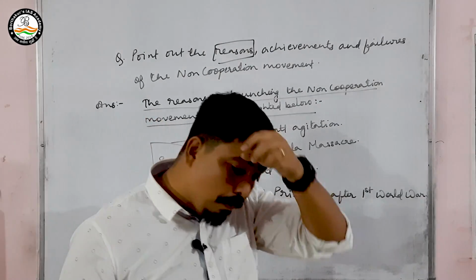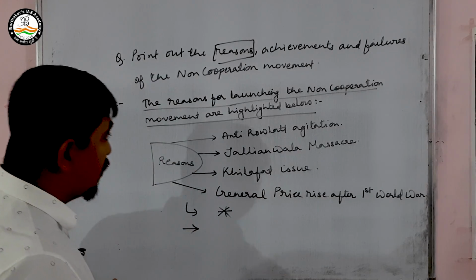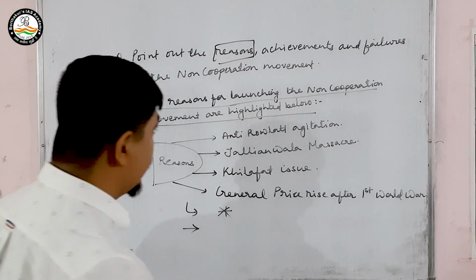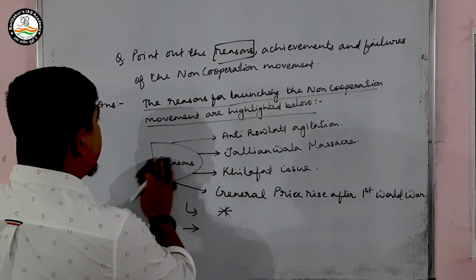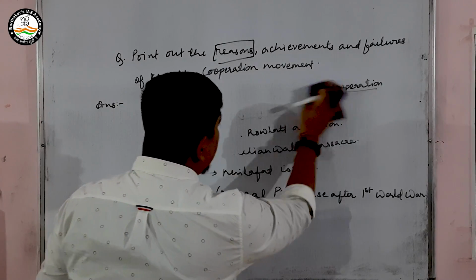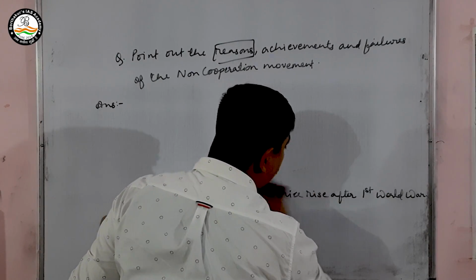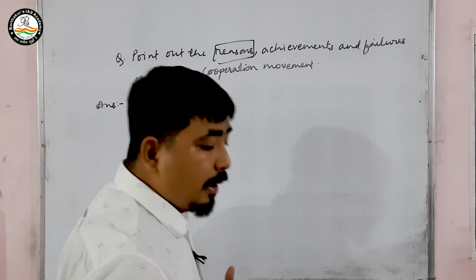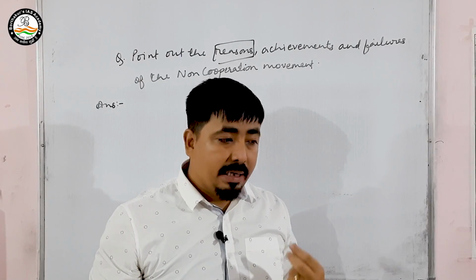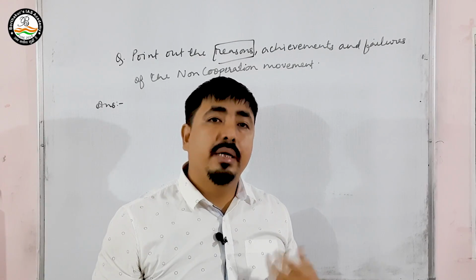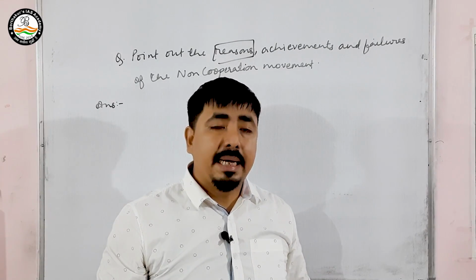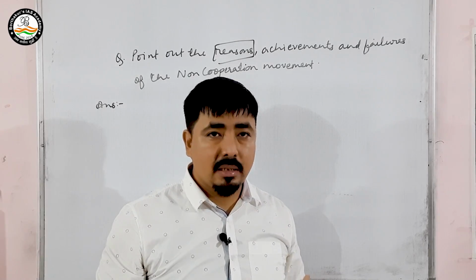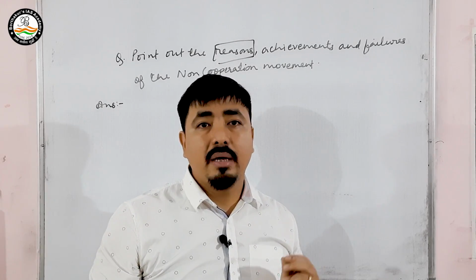Okay, now let me show you how to write the conclusion of this question. You can say the NCM, the main objective of the NCM was to reinstate the post of Khalifa, and then to give India Swaraj, self-rule.